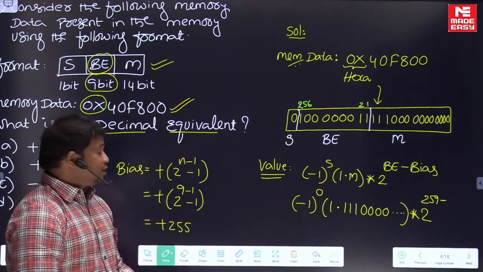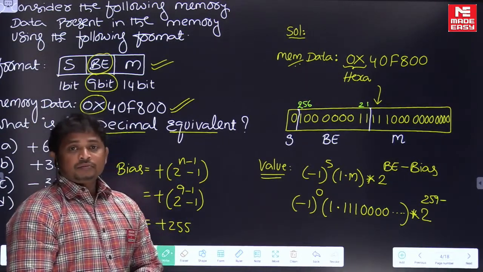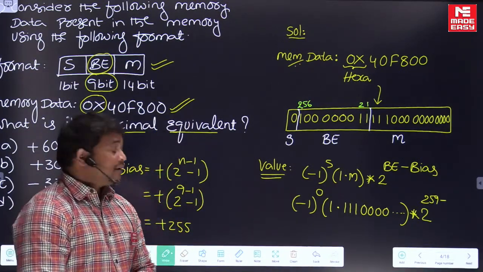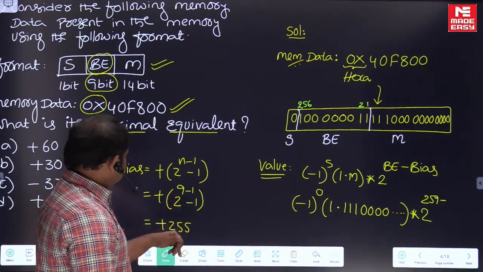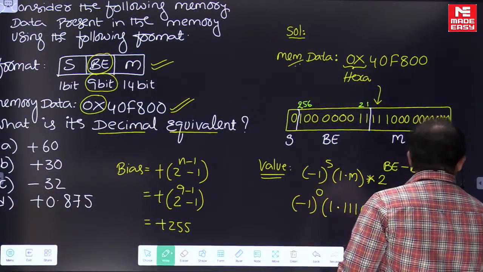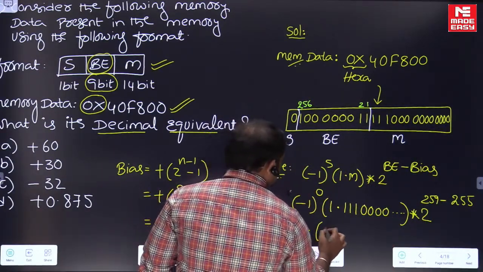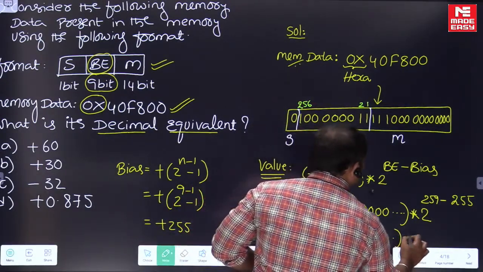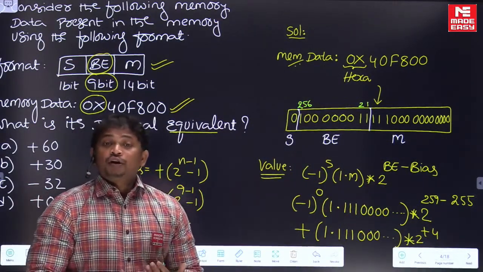Okay students, 2 to the power of n minus 1 minus 1, that is the maximum possible positive exponent. That is the bias, the normal bias, right? So n is the number of bits in the BE, 2 to the power of 9 minus 1 minus 1, that is 255, right? This is plus 255. So (-1)^0 times 1.111000 and so on, times 2 to the power of plus 4, right? So I want to give the decimal value.